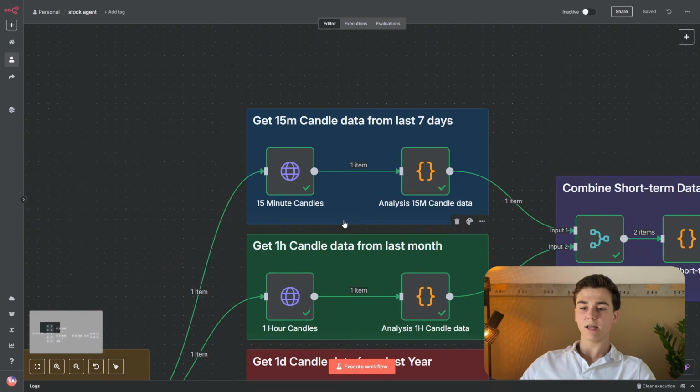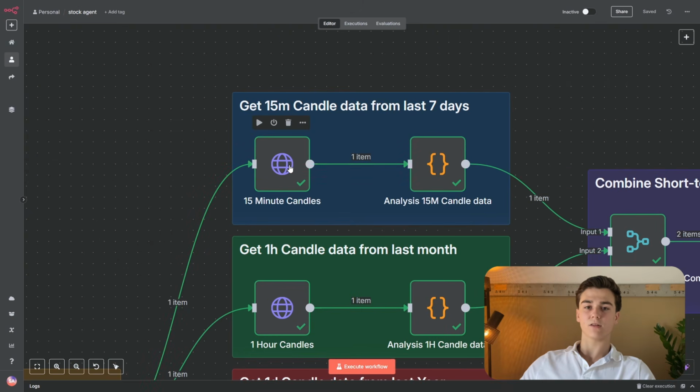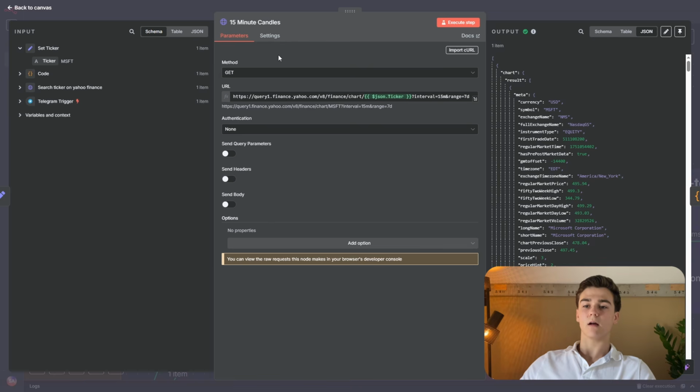So here in this HTTP node for the 15-minute candlestick data, we will have a method on get, and then the URL will be this. So we're going to send the data to Yahoo Finance, and then we're going to enter the ticker, and this will be the ticker from our set node. So we'll put it in here, and then the thing that you have to change is the interval. So the interval for now will be on 15 minutes because that is the candle that we want to scrape. And the range will be from the last 7 days because we want the data from the last 7 days.